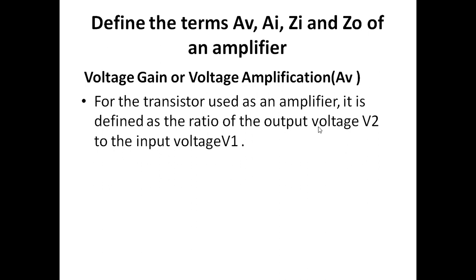Let us define the first term, that is, voltage gain or voltage amplification factor. For a transistor used as an amplifier, it is defined as the ratio of the output voltage to the input voltage. Voltage gain is the ratio of output voltage to input voltage.